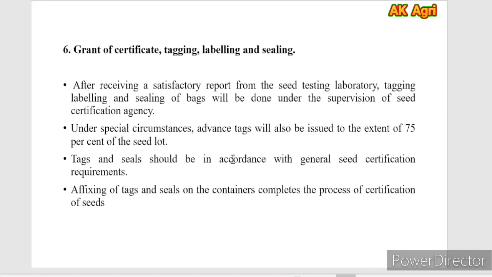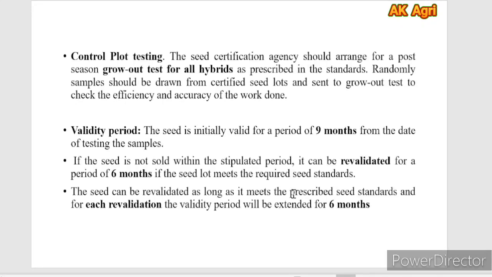Tag and seal should be in accordance with the general seed certification requirements. And affixing of the tags and the seal on the containers completes the process of seed certification. So these are the 6 different phases of seed certification, which one has to follow to get a certificate for his class of seed production.